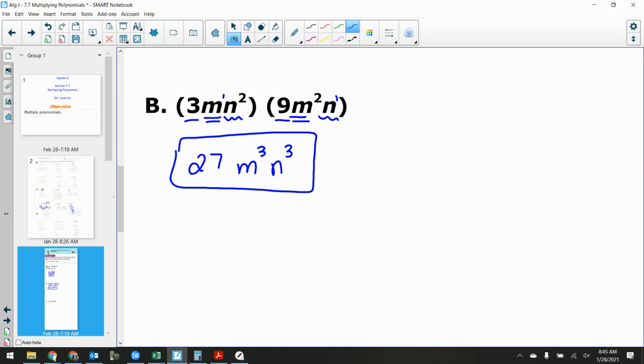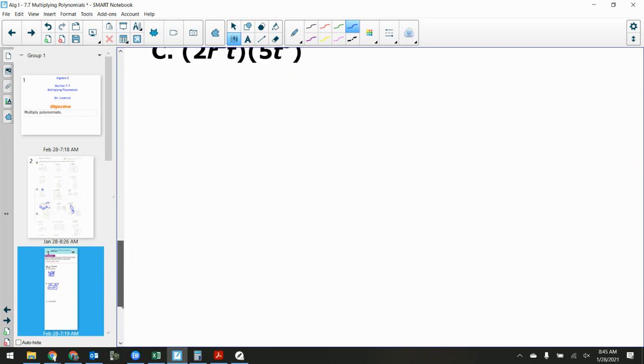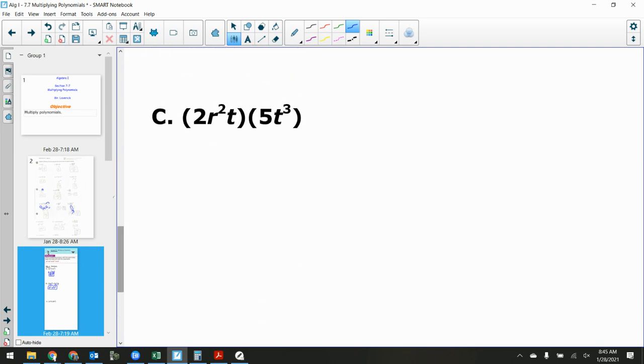See, it's important to be able to identify what we've got. That's why it's so important to know monomial, binomial, trinomial, because now we're going to be using that as our rules to tell us how to multiply. All right, so let's do one more. Why don't you guys go ahead and try that one on your own?